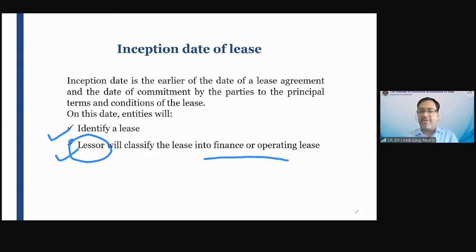Sita, would you like to attempt? Students, it doesn't matter whether it is right or wrong. Please try to answer. You guys are getting an opportunity to interact with the faculty on a live basis. Yes, Mukesh.